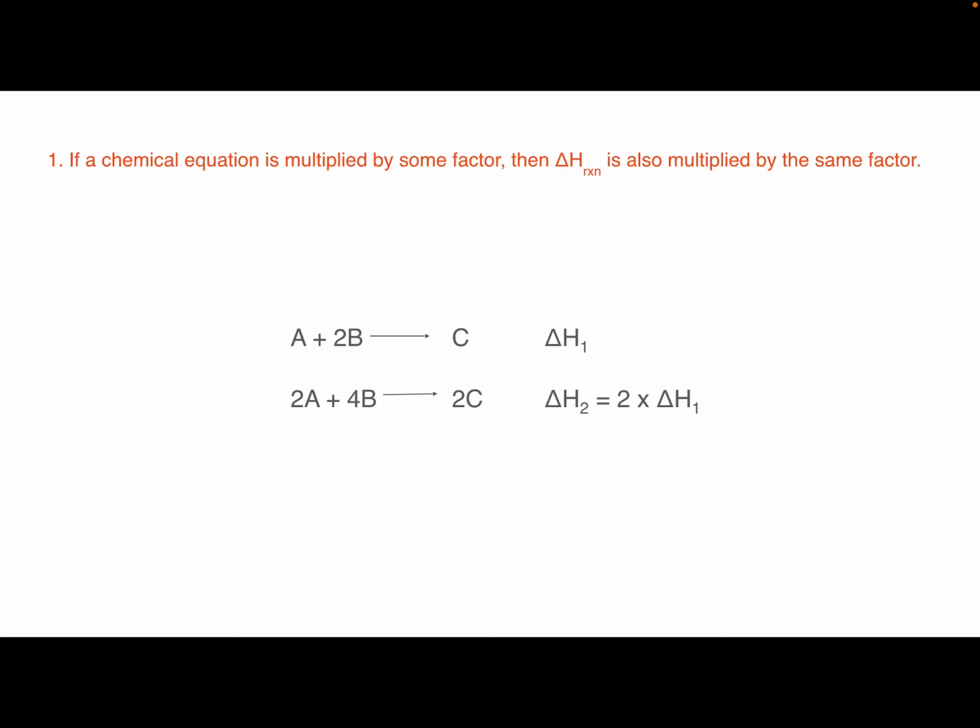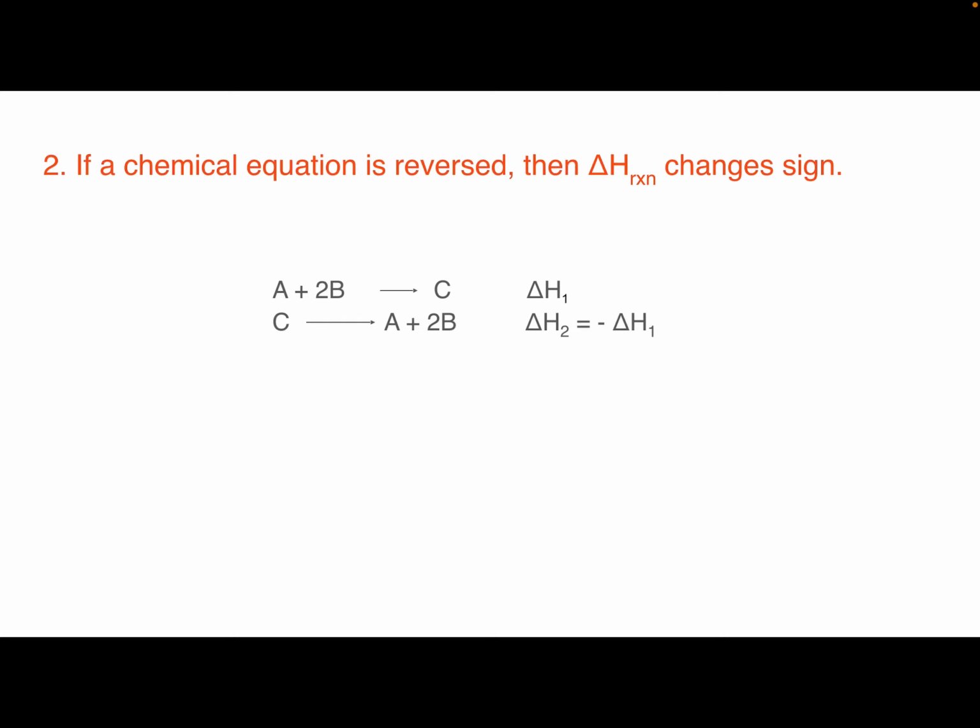First of all, if you have one reaction and you know the enthalpy value, and another reaction is that first reaction multiplied by some value, all you have to do is multiply the enthalpy value by the same number, and you will get the new enthalpy value. If a chemical equation is reversed, so if you have an endothermic reaction and you reverse it, it's going to be exothermic, or vice versa. So if you reverse an equation, you just reverse the sign. A positive would become a negative, and a negative would become a positive.